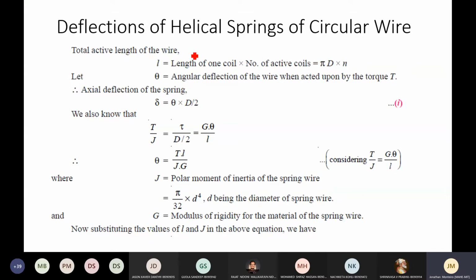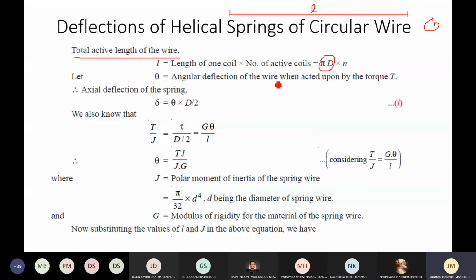What is that pi d? See, as we told you, you have a very long wire. That length is called L, the total active length of the wire. So this is one big wire from first to last. You are coiling it. Once a coil is given to you, how do you do the reverse calculation, to find the length of the wire used? You simply use the circumference of one coil, which is pi d, and multiply with the number of active coils, which gives the total active length of the wire.